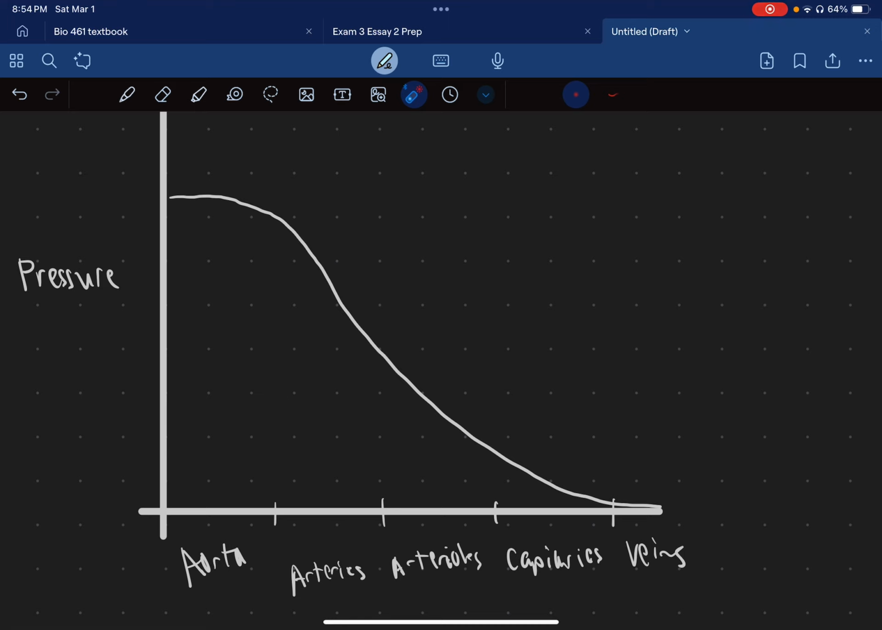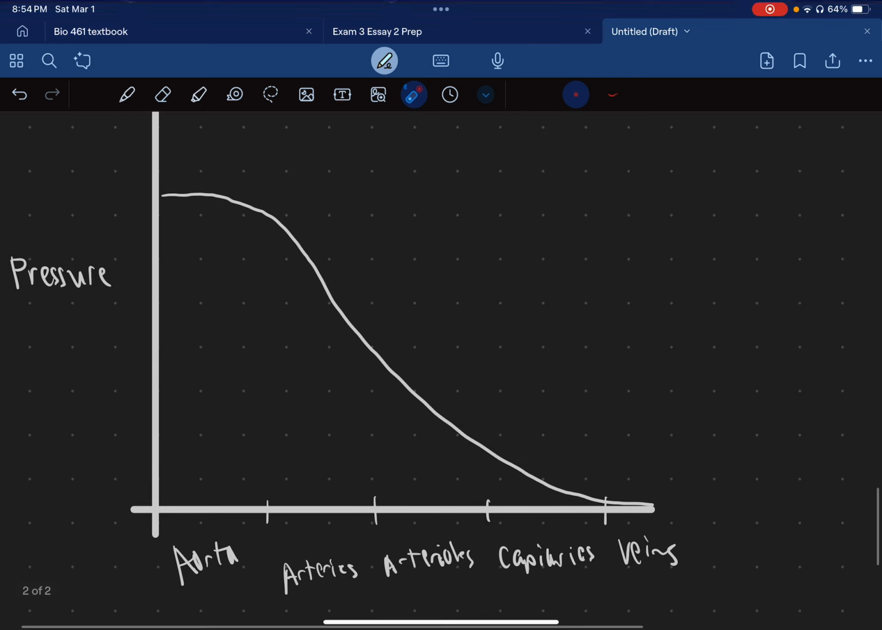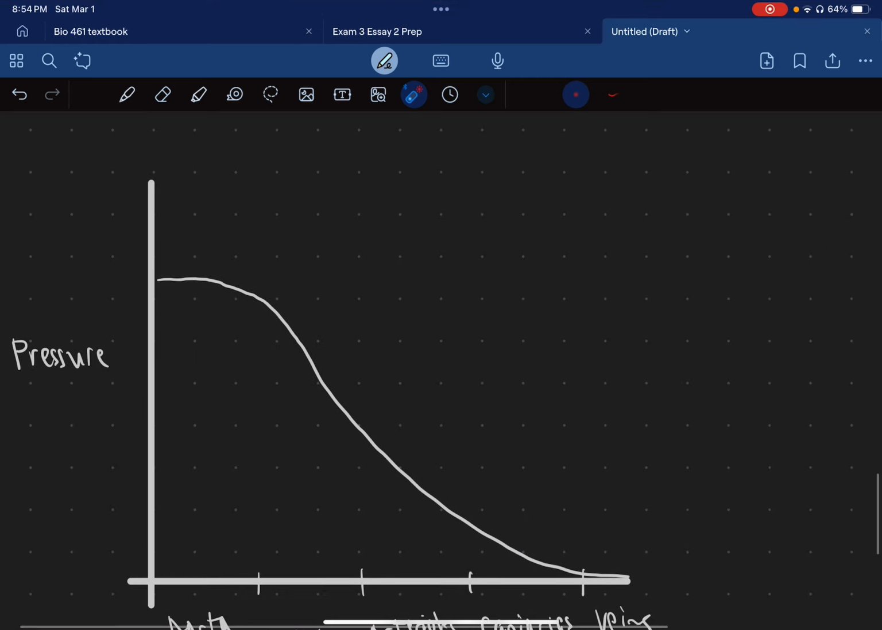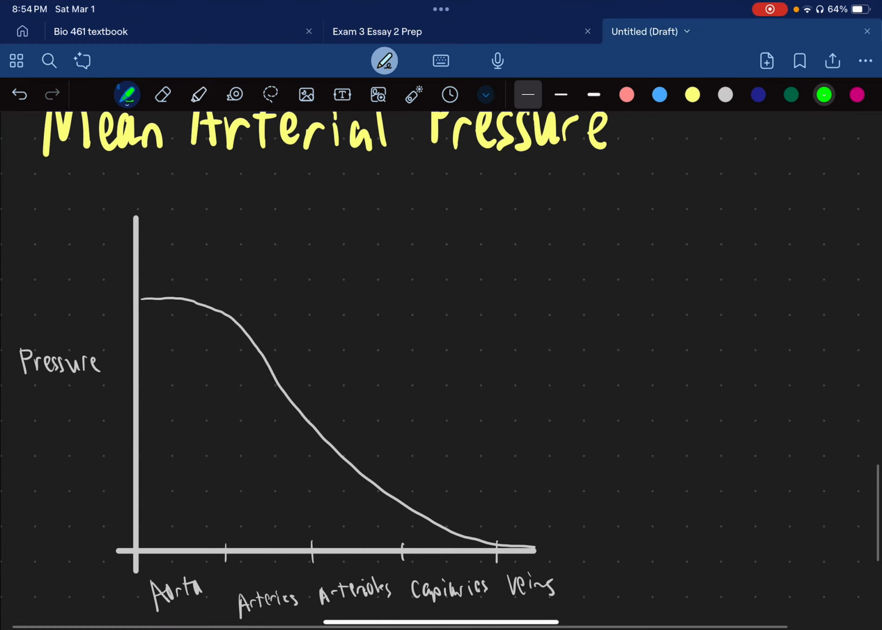highest in the aorta, decrease a little in the arteries. As it gets onto the arterioles, it starts to really decrease, and then when it goes through the capillaries, it'll be most decreased, and by the time it gets to the veins, there's almost going to be no blood pressure. So it's going to start out the highest at the aorta. And what's really happening here is we're going to have these kind of fluctuations, kind of like this.